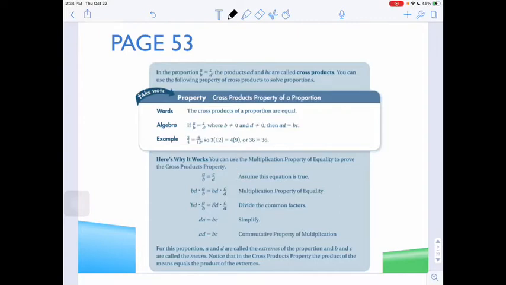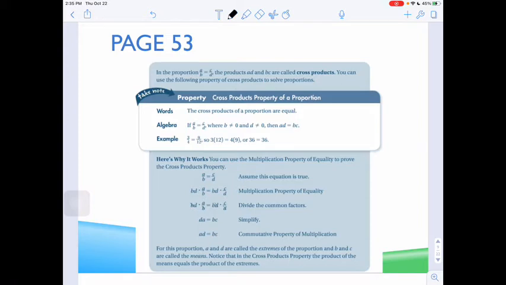Section 1.6, example 2 on page 53. In the proportion A over B equals C over D, the products AD and BC are called cross products. You can use the following property of cross products to solve proportions. The cross products of a proportion are equal. If A over B equals C over D, where B does not equal 0 and D does not equal 0, then AD equals BC. This is called cross products because A and D are diagonal and B and C are diagonal across the equal sign.